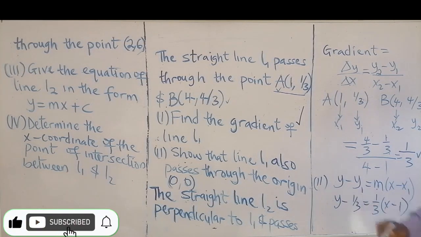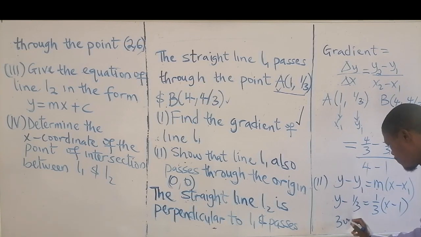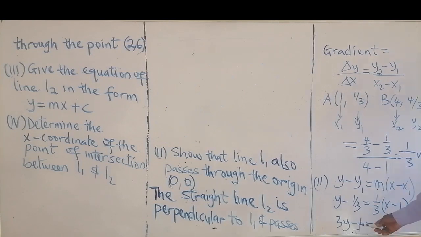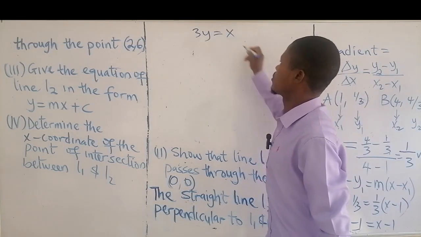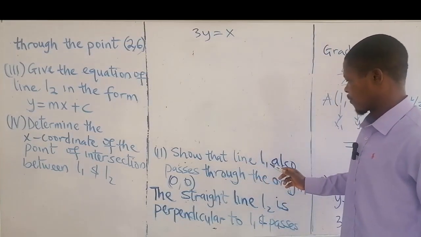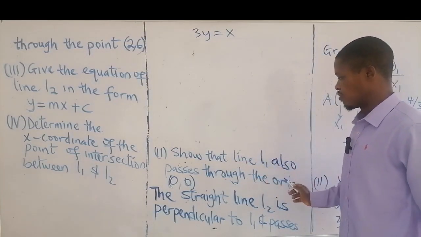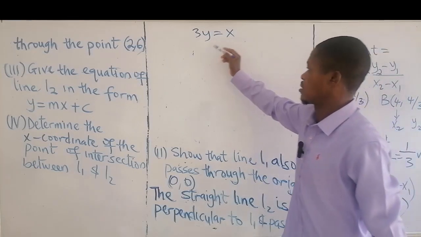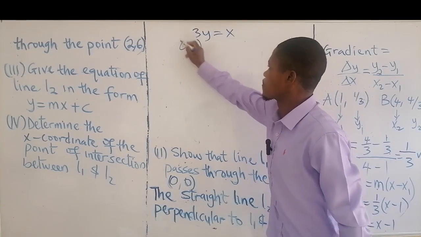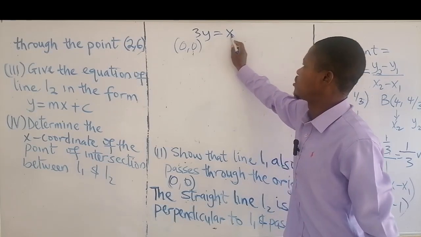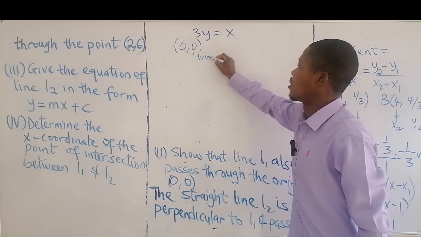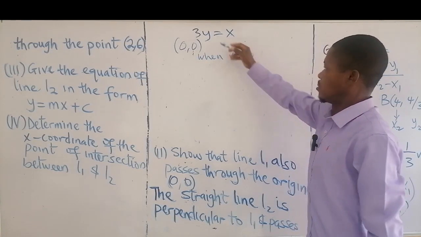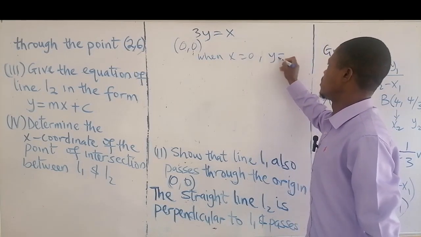Can we multiply both sides by 3? If you do that, we're going to have 3y minus 1 equal to x minus 1. This one to the other side, so we have 3y equal to x. Now to show that the line L1 passes through the origin is very simple. Let's show (0, 0). When x is 0, put it in this equation, y will be 0.